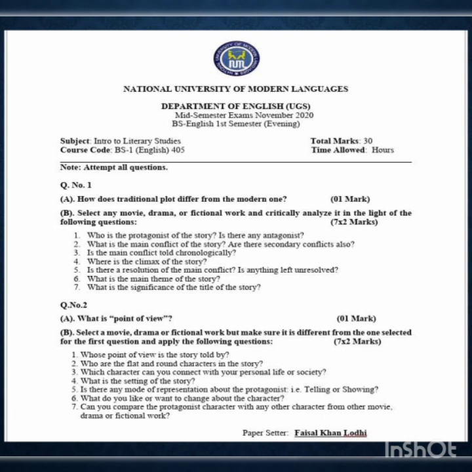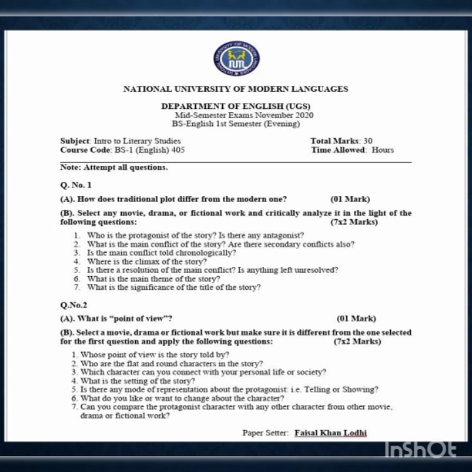The first point is who is the protagonist of this story? Is there any antagonist? What is the main conflict of this story? Are there secondary conflicts also? And is the main conflict told chronologically? Where is the climax of the story?